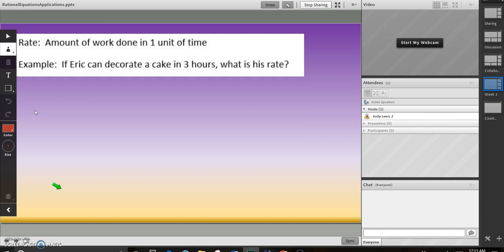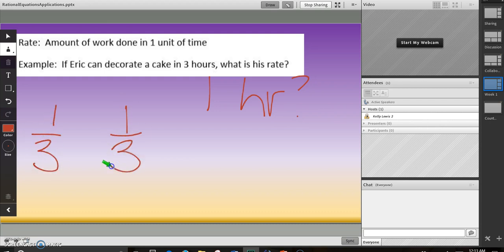So if Eric can decorate a cake in 3 hours, what's his rate? Basically, how much can you get done in 1 hour is what they're asking. Well, in 3 hours you can get the whole thing done. So in 1 hour, you can get a third done. Second hour, another third. Third hour, another third. That makes one cake. So his rate is 1/3. Notice 3 and 1/3 are reciprocals.